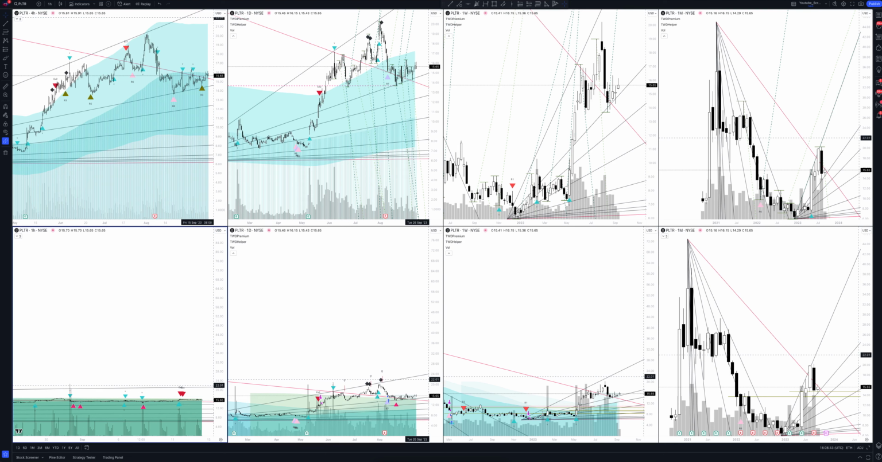Today we will take a look at Palantir Technologies Inc. stock. Let's analyze the market situation and find out how you can make money on it. Let's start.